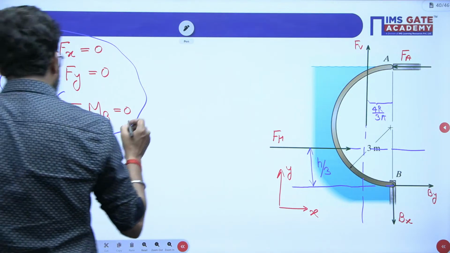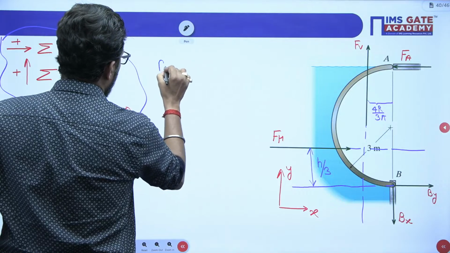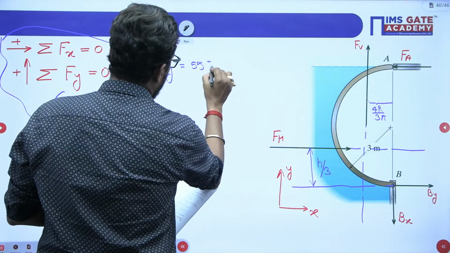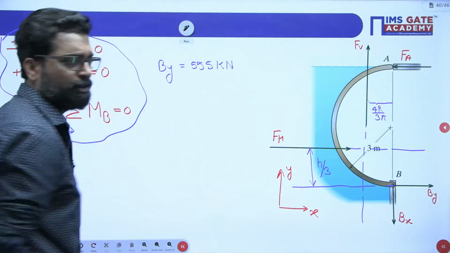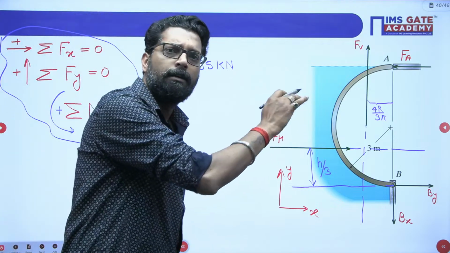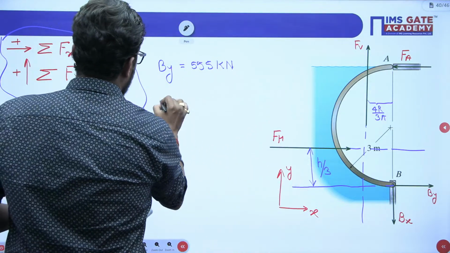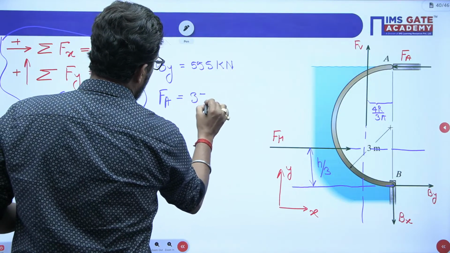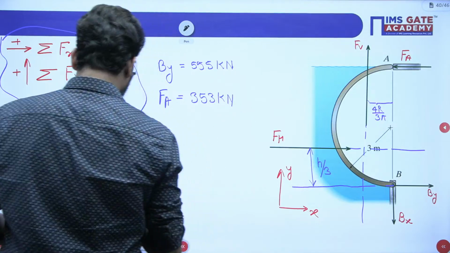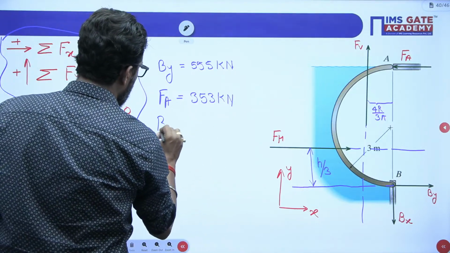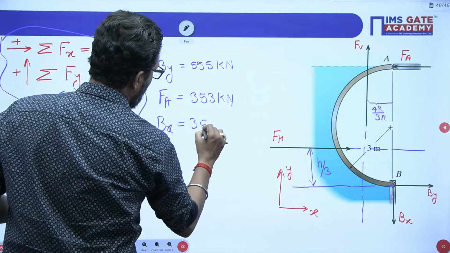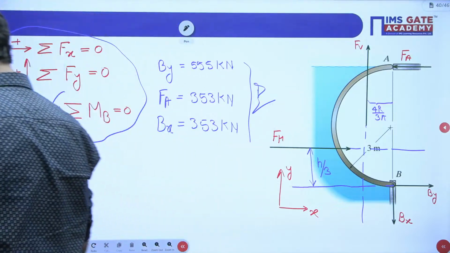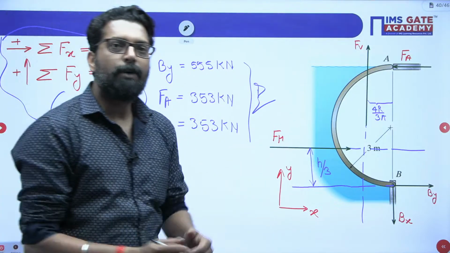So the value of By is 5 kilonewton. Now the task is school level mathematics, school level mechanics. Now FA is 353 kilonewton. Now Bx is 353 kilonewton. That's it. This is your answer. Clear?